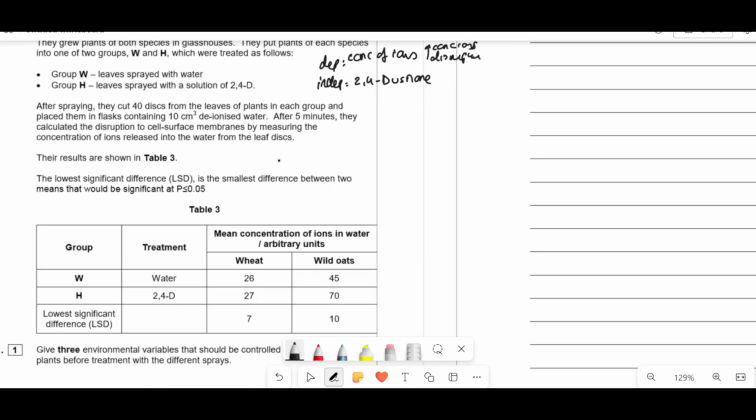So then the results are shown in table 3, and then they gave the least significant difference, the smallest difference between the two that would give you a significant result. So make sure you make sense of what that means in your own words. Do not just yap. The least significant difference is the smallest difference between the two means. So it is the difference between means that would be significant. So what I mean by that is if my difference between the two of these is 7 or more, then I have a significant result. So it's really important to make sure you understand what that means.